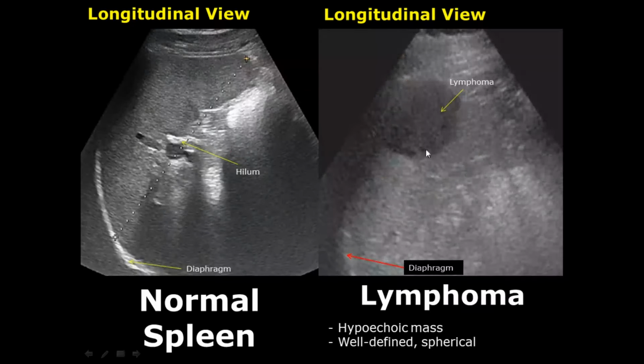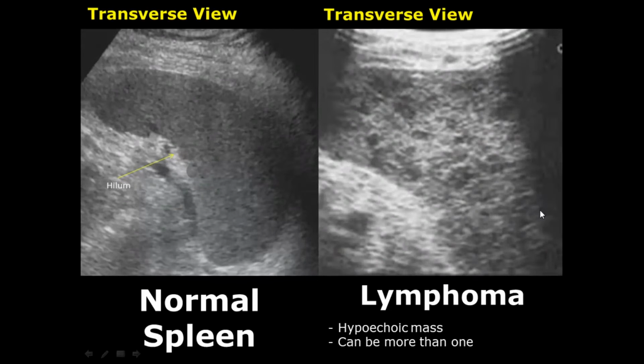A lymphoma is the most common malignancy of the spleen. It appears as a hypoechoic, solid, spherical mass inside the spleen. Lymphomas may sometimes involve the entire spleen, appearing as multiple hypoechoic areas spread throughout the splenic tissue.